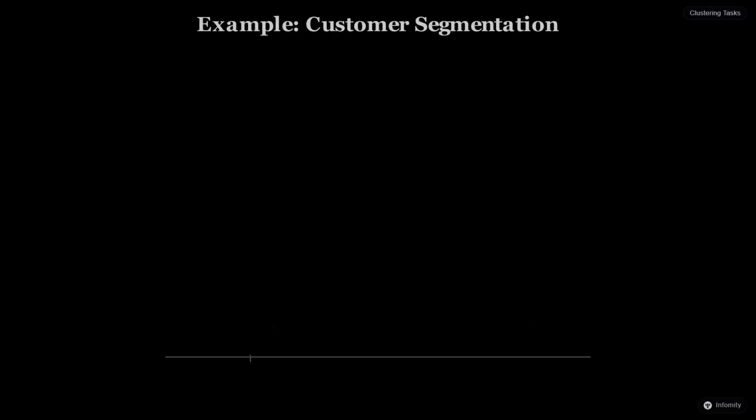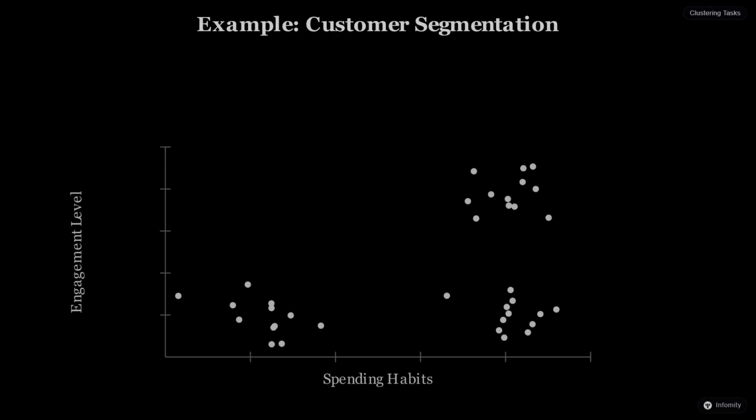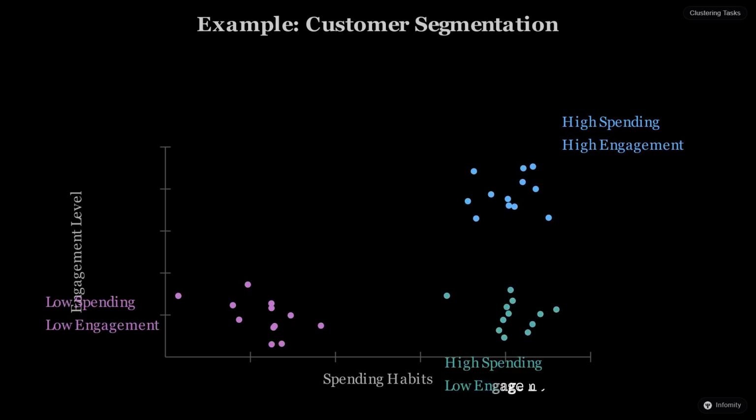Let's consider customer segmentation. Imagine we have data on customer spending habits and their engagement level. We can plot each customer as a point on a graph. By applying clustering, we might discover distinct groups: high spending, highly engaged customers, low spending, low engagement customers, and perhaps a group of high spending but low engagement customers. This insight allows businesses to create targeted campaigns, improving customer satisfaction and retention.